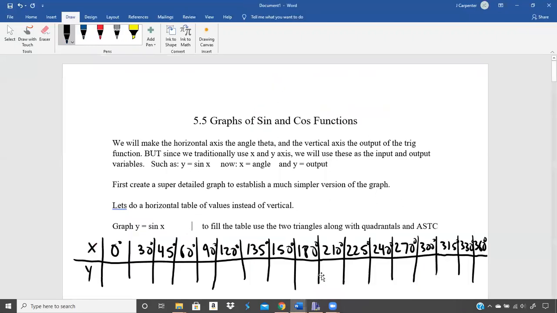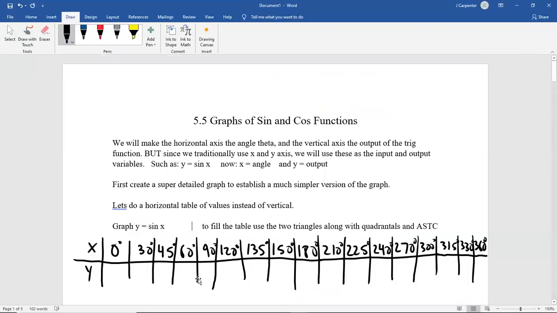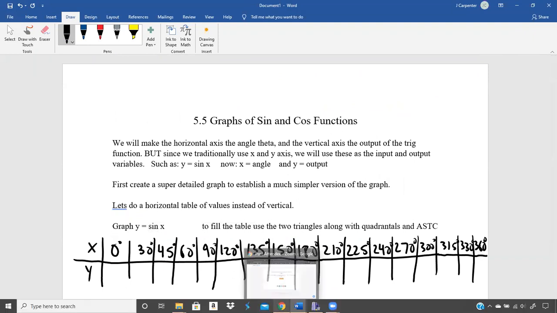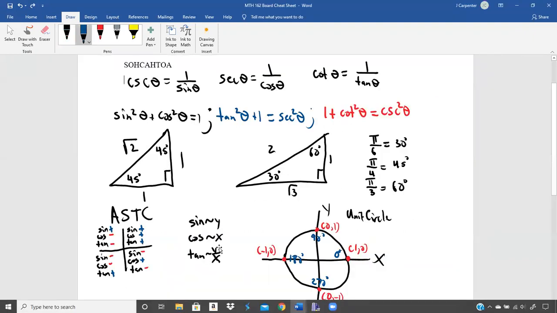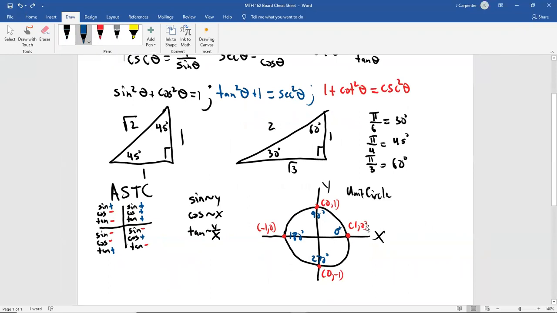All right. So for 0 degrees, that's a quadrantal. So we're talking about sine. Sine is always going to use the y coordinates when we're on the unit circle. It uses the y coordinates. So here's 0 degrees. This y value is 0, which means the sine of 0 degrees is 0.